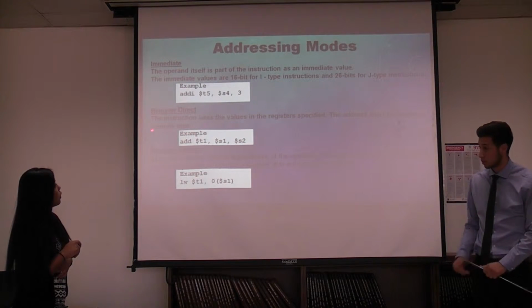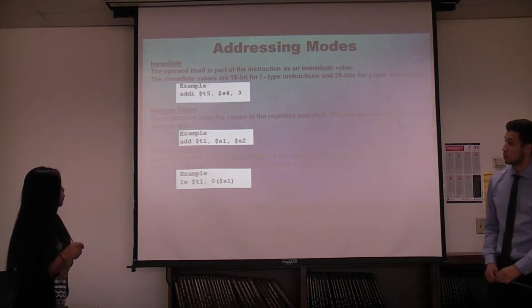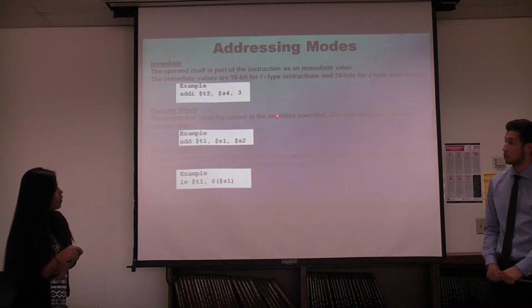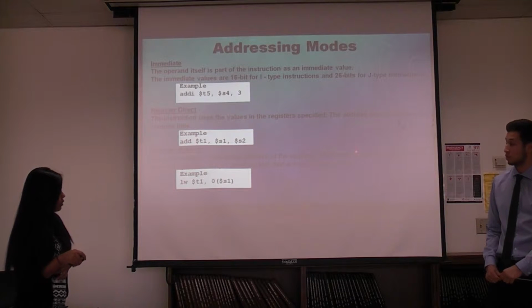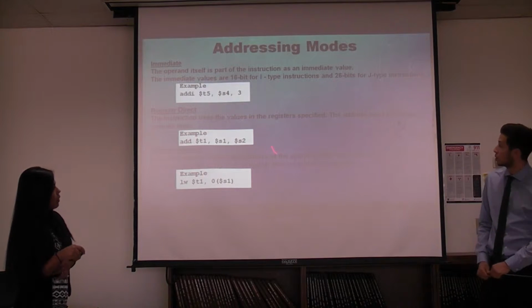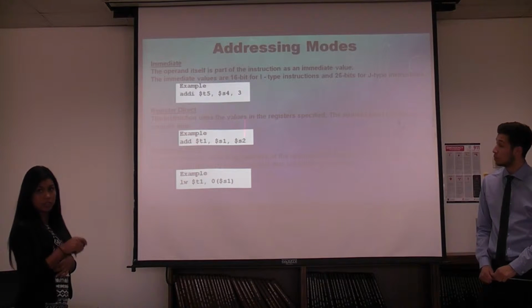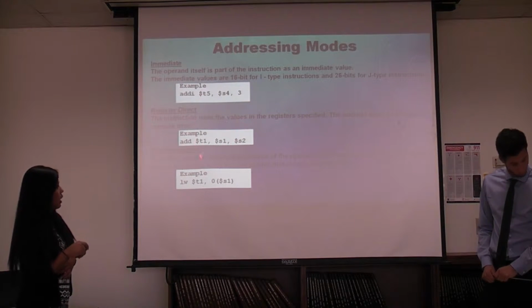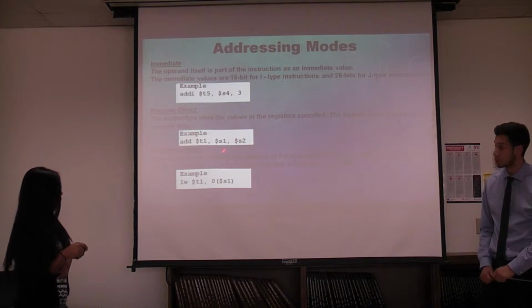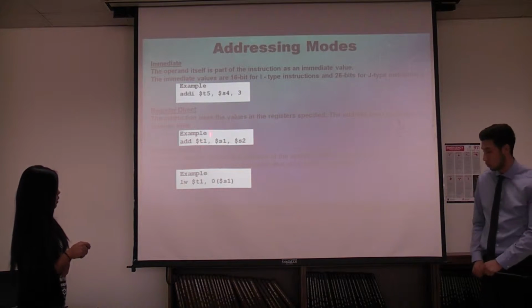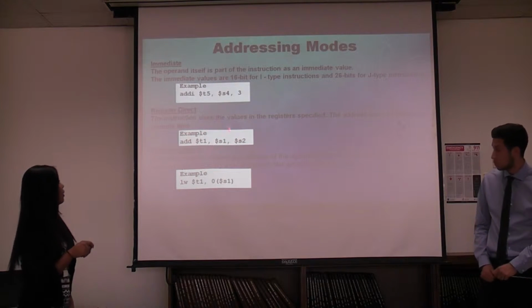For the register direct mode, the instruction uses the value in the register specified by the address. This has to be known at compile time, so the contents of these registers have to be already stored in there before you actually add them. So here we have S1 plus S2, and you put it back into T1.